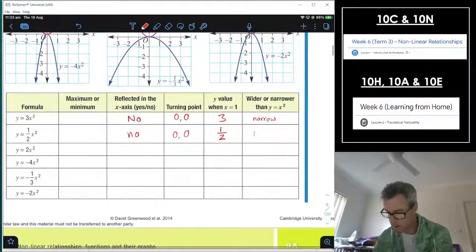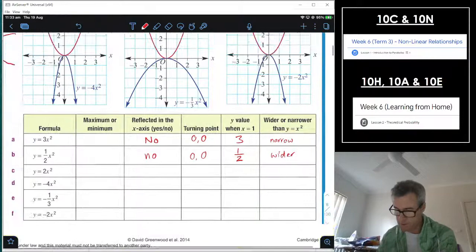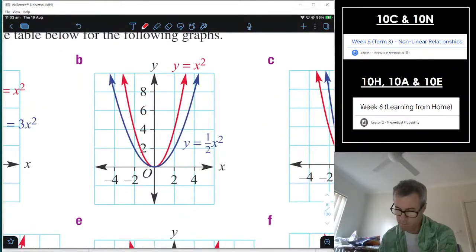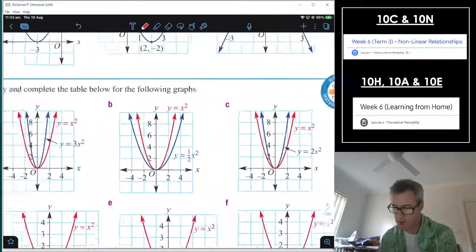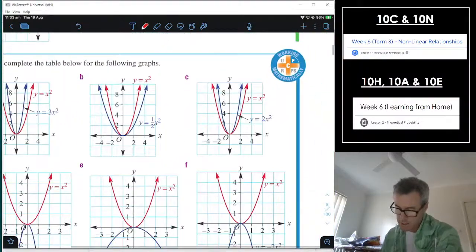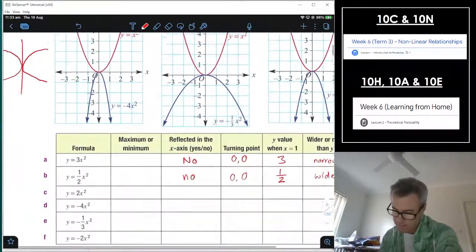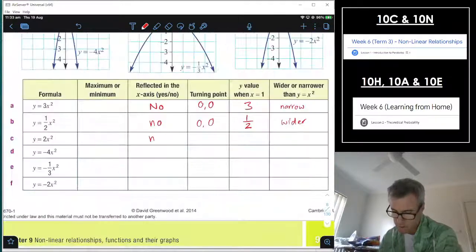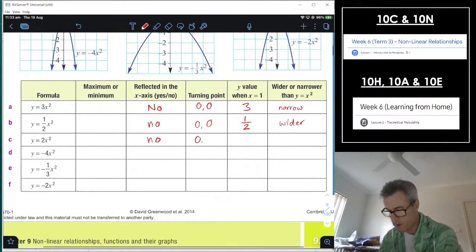So you can see that, right? That's an interesting thing to note. When we're dealing in fractions, maybe it goes wider. Let's have a look-see here. This one here, is it reflected? No. The turning point again is 0, 0.